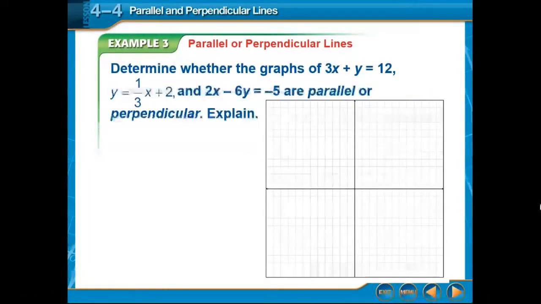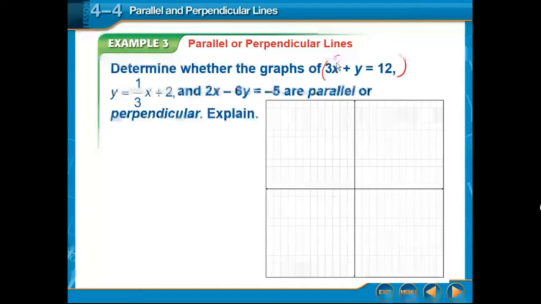Okay, example 3. Determine whether the graphs of 3x plus y equals 12, y equals 1/3 x plus 2, and 2x minus 6y equals -5 are parallel or perpendicular. Explain. So, there's two ways you can go about doing this. One way is to graph all of the lines and just look at them. So if I were to graph this one up here, I can graph that one using standard form, so like finding the intercepts.